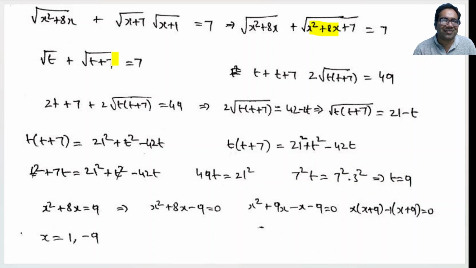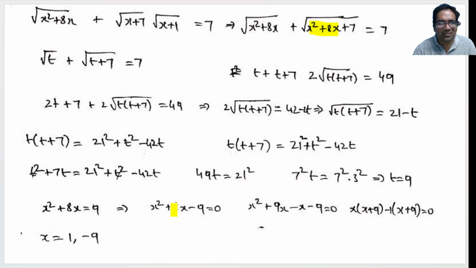Just by looking at it we have solved this, but otherwise also we can go the long way and find out that t is 9. But what is our t? t is our x² + 8x. So x² + 8x equals 9. What does that mean? x² + 8x − 9 = 0.